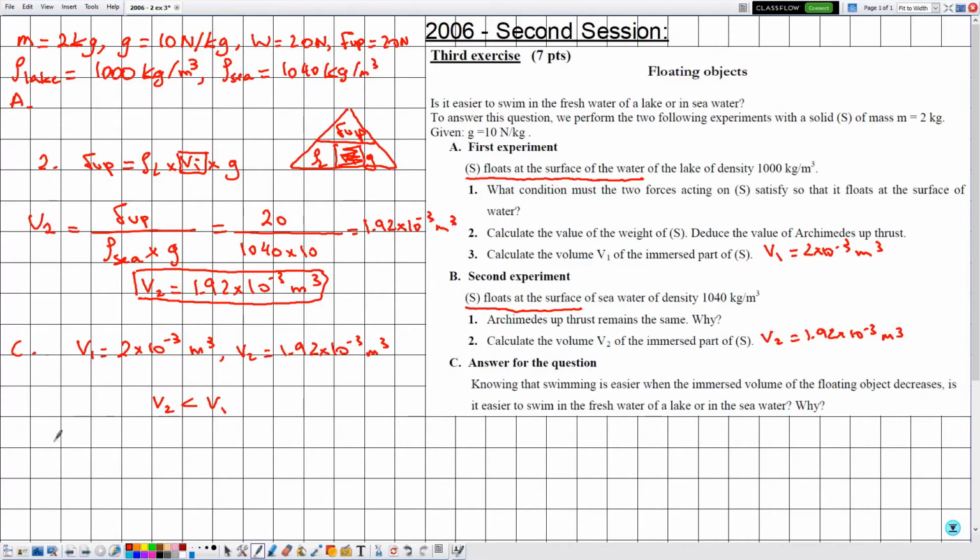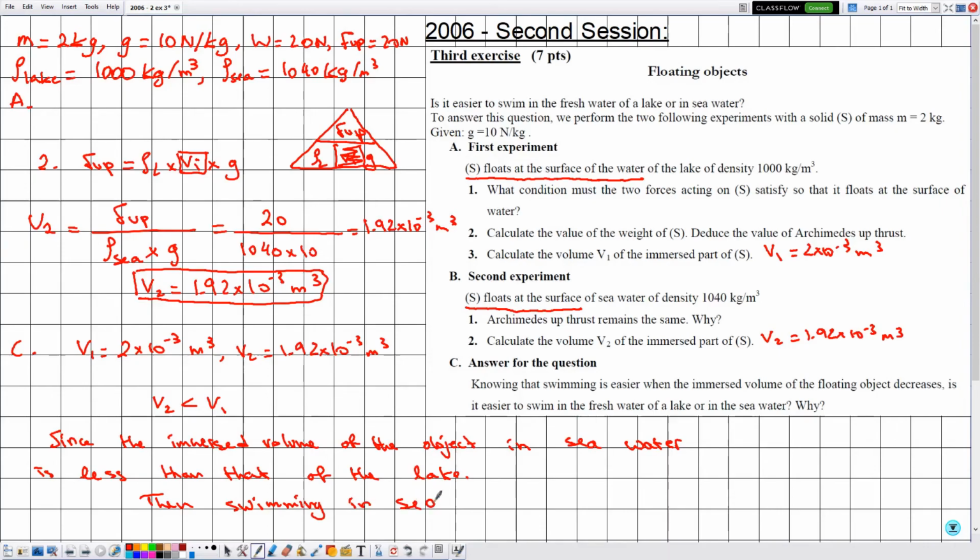Then let's say: since the immersed volume of the object in seawater is less than that of the lake, then swimming in seawater is easier.